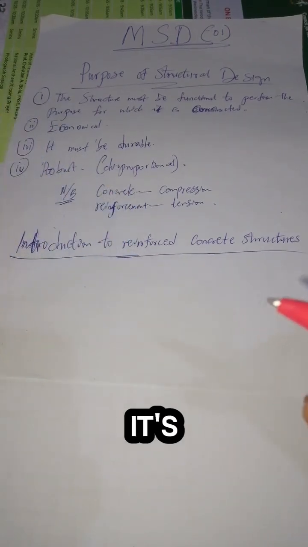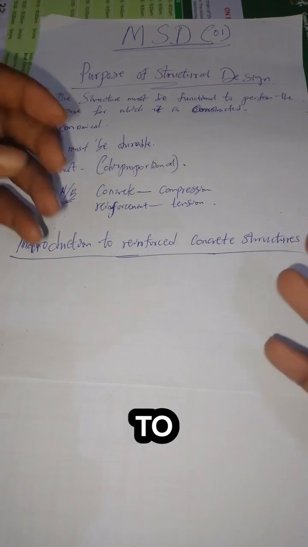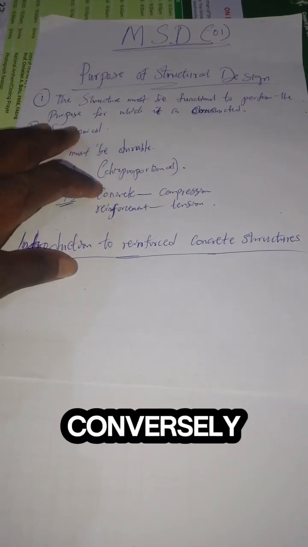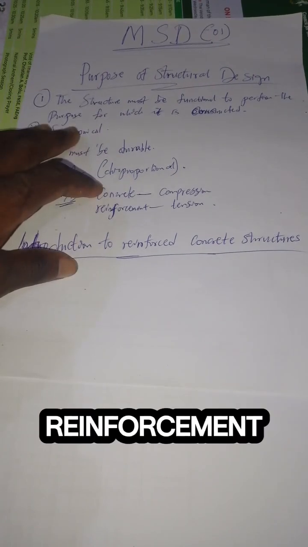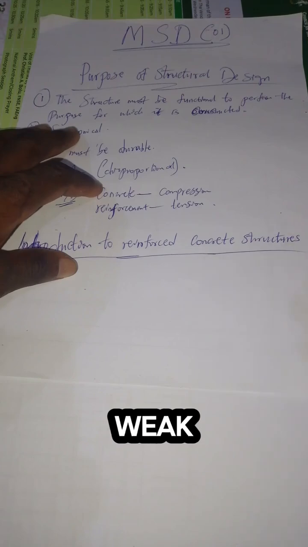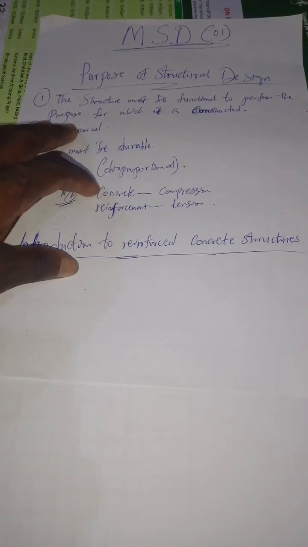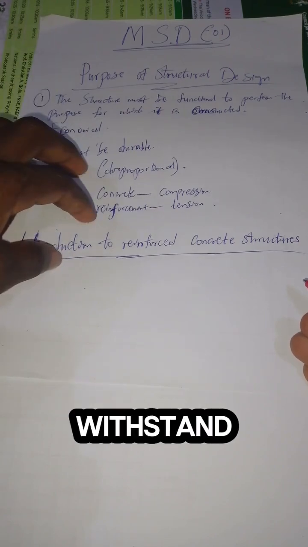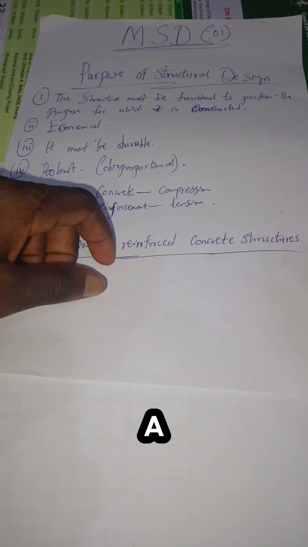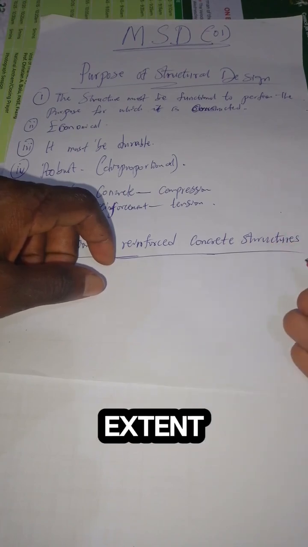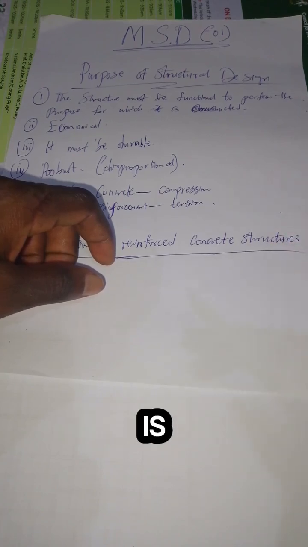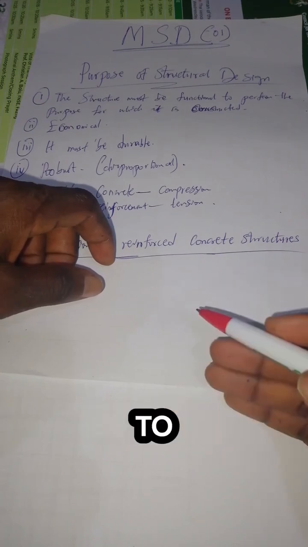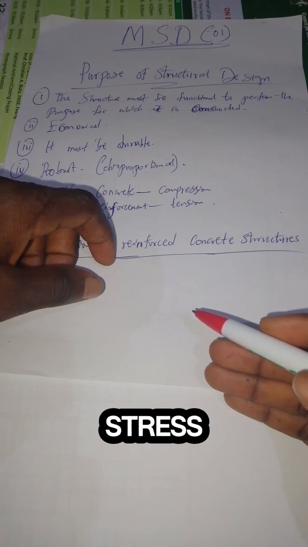When it's exposed to tension, it easily collapses. Conversely, the reinforcement is weak in compression but very good in tension, and can also withstand compression to an appreciable extent, but it is more resistant to tension, to tensile stress.